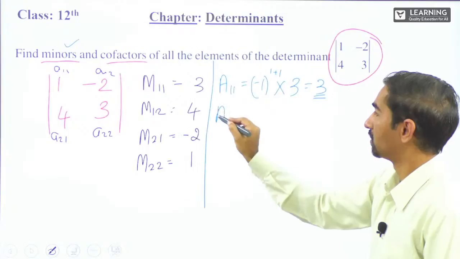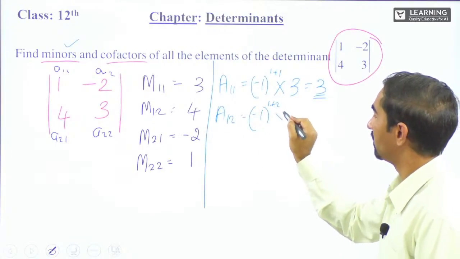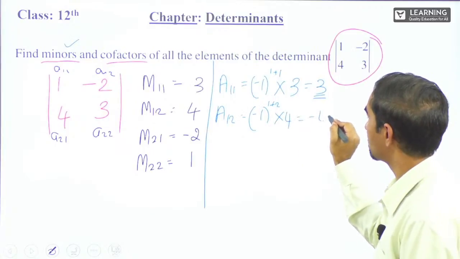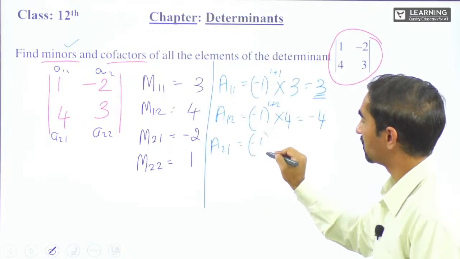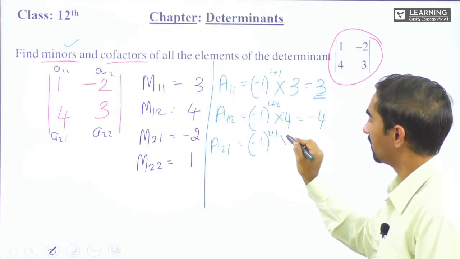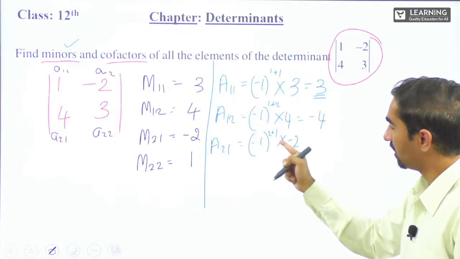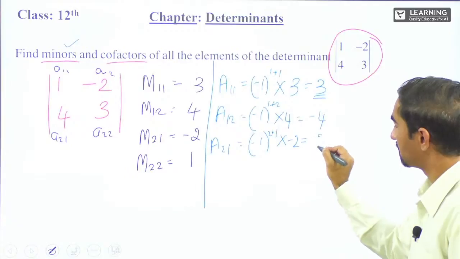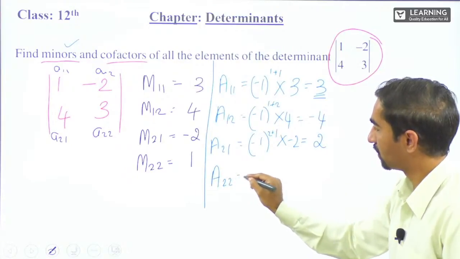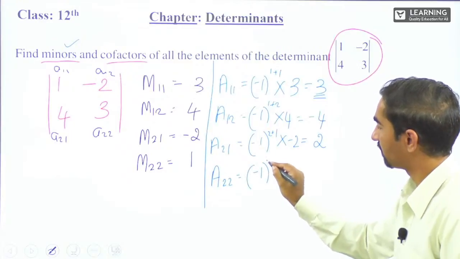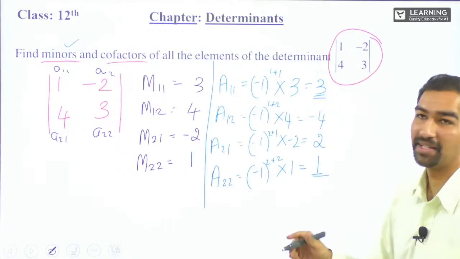Next, A12, which is equal to minus 1 whole to the power of 1 plus 2 into 4, which is equal to minus 4. A21, which is equal to minus 1 whole to the power of 2 plus 1 into, what is M21? Minus 2. So this is becoming minus 1 into minus 2. This will give us plus 2. Moving on to the next one, A22 equals minus 1 whole to the power of 2 plus 2 into 1, which is equal to 1 again.